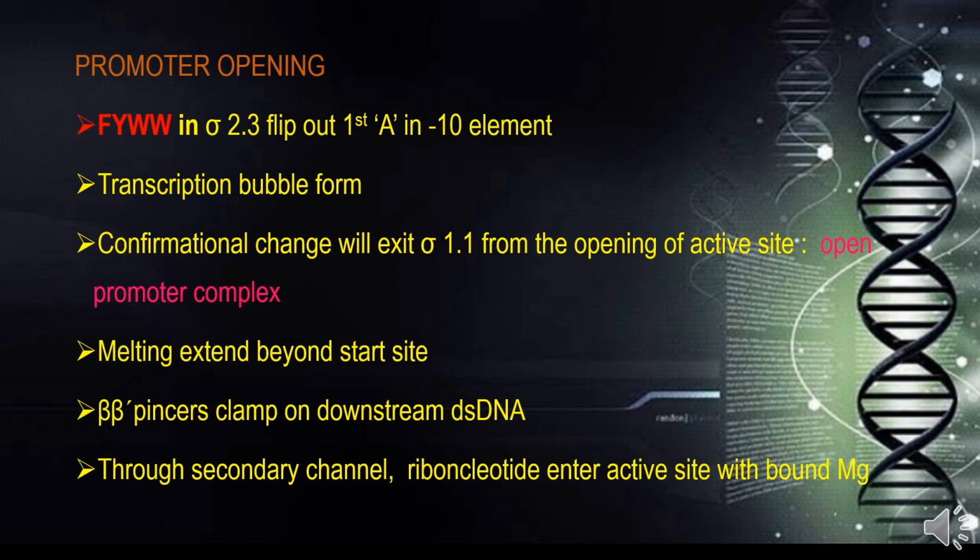bubble, and this conformational change will exit sigma 1.1 from the opening of the active site. It leads to the formation of the open promoter complex, and melting extends beyond the transcription start site, and the RNA polymerase active site, that is the beta-beta prime pincers, clamps on the downstream double-stranded DNA. Through the secondary channel, ribonucleotides enter the active site with a bound magnesium.